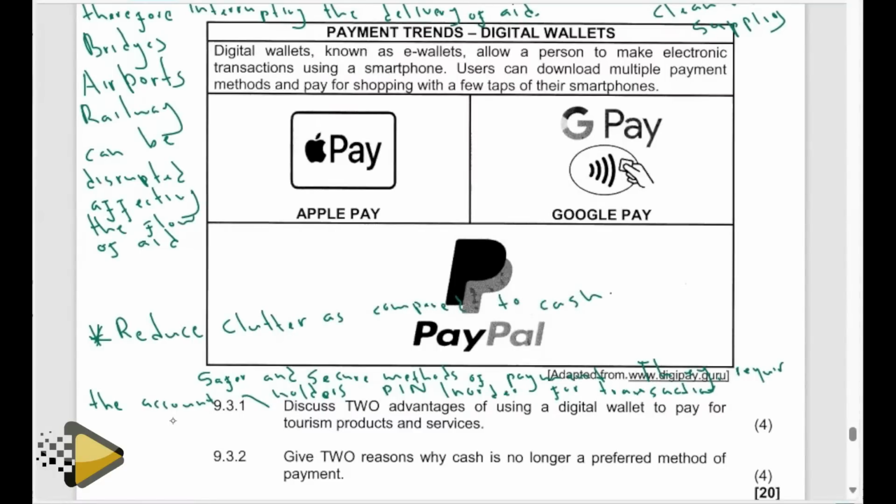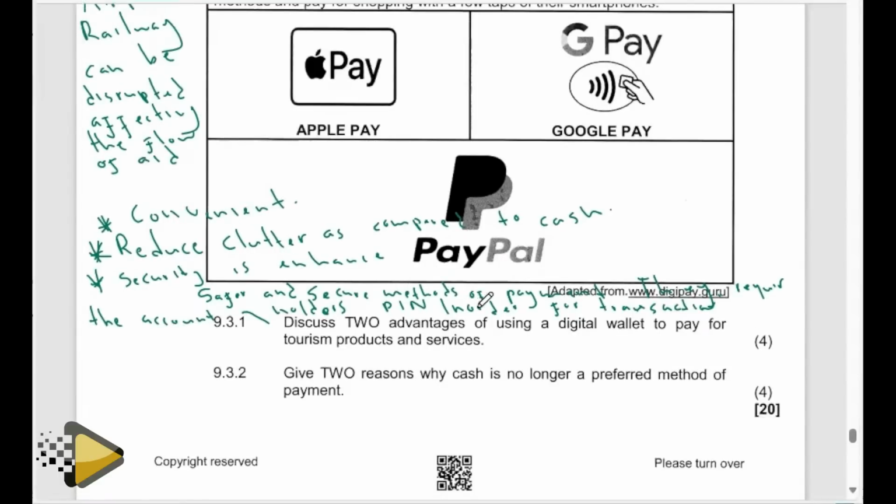They reduce clutter. Then also, they are security enhanced. I think security is also enhanced. They are also convenient, provided that the relevant infrastructure is there: data connectivity, and also the speed points. These are all advantages of using a digital wallet to pay for tourism products and services.